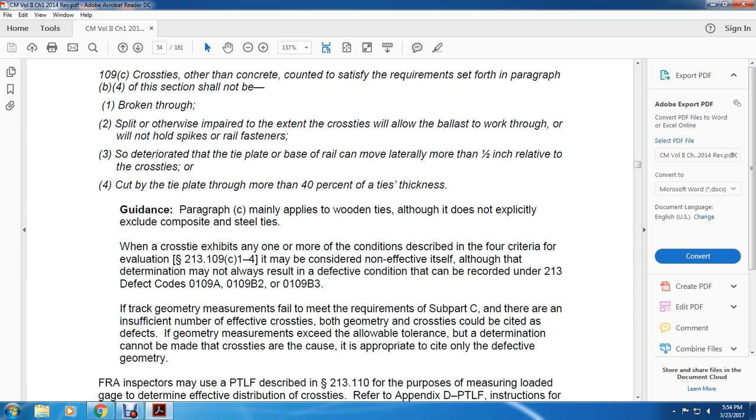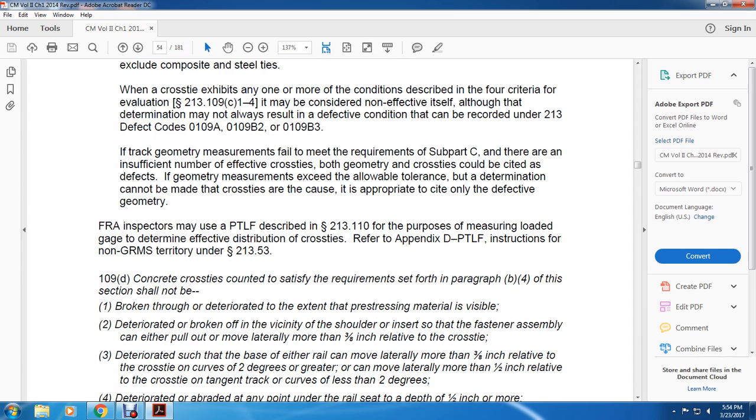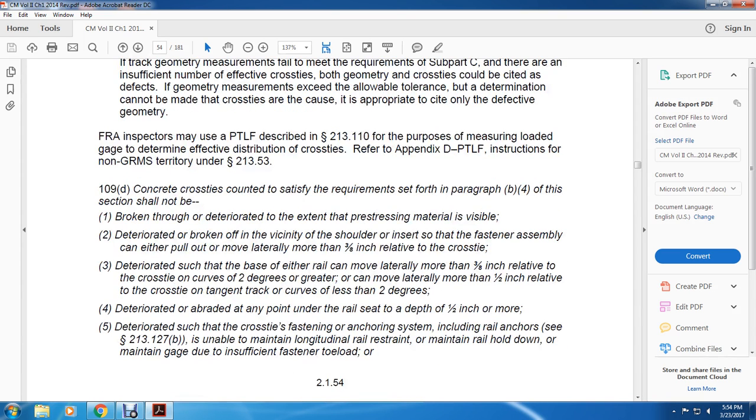If the track geometry measures fail the requirements of the subpart, there are an insufficient number of effective cross ties, but the geometry cross ties could be cited with defects. If geometry measures exceed the allowable tolerance but it is determined it cannot be tied to a cross tie as the cause of the defective geometry on the appropriate side, FRA inspectors must use the PTLF described in Section 213.110 for the purpose of measuring the locate gauge to determine the effective distribution of the cross ties. Refer to Appendix D, PTLF instruction for non-GRMS territory under Section 213.53.